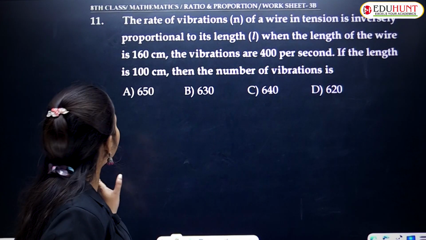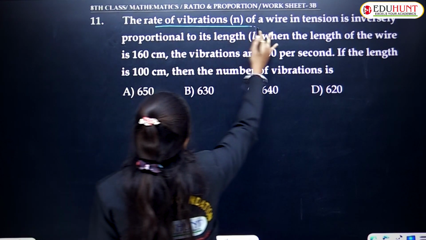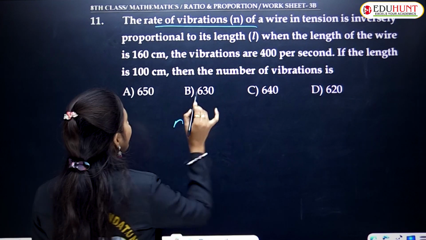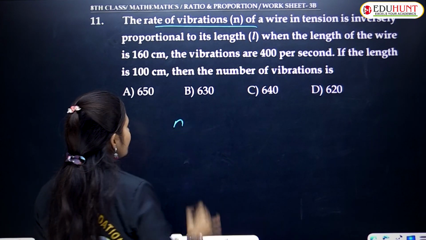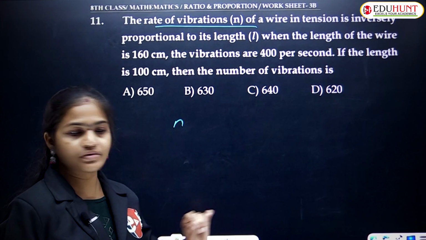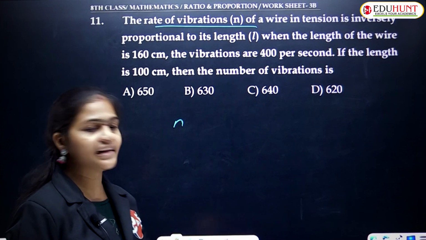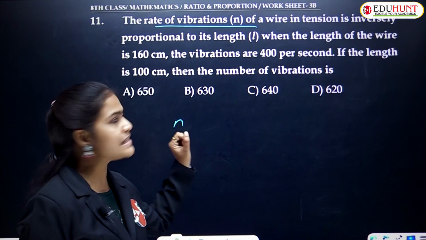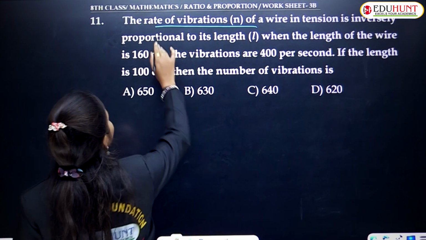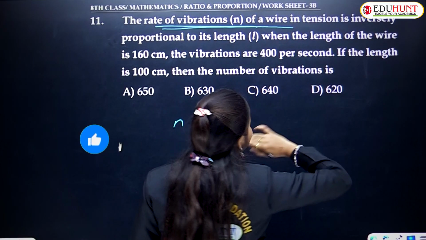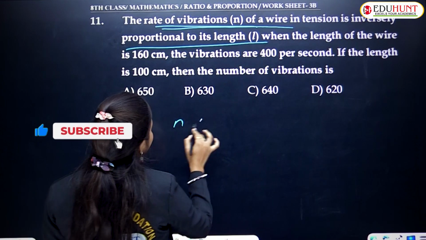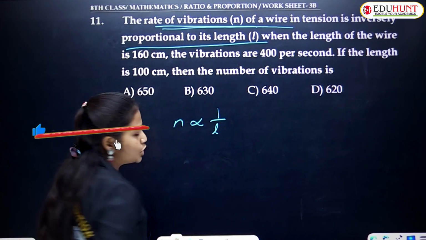Here this one also they have given directly. The rate of vibrations, let it be some n, of a wire. So there are some vibrations in some wires, no? Just like electrical wires, we can observe some vibrations in those wires. So here also they have given that the rate of vibrations of a wire in tension is inversely proportional to its length. So this is the given question.